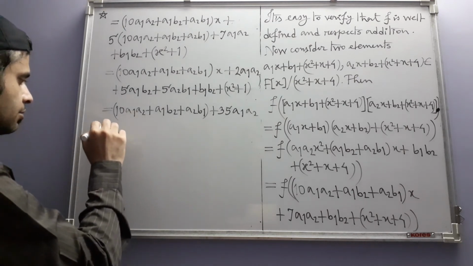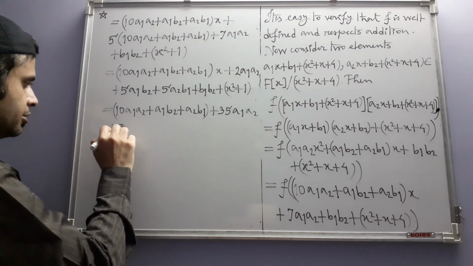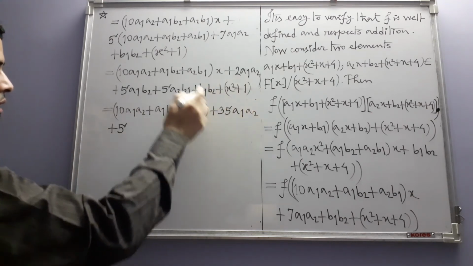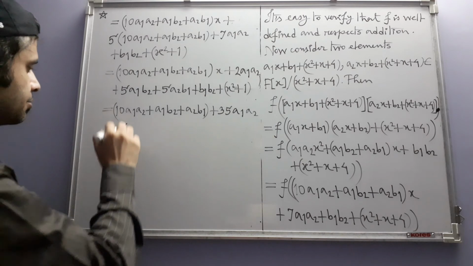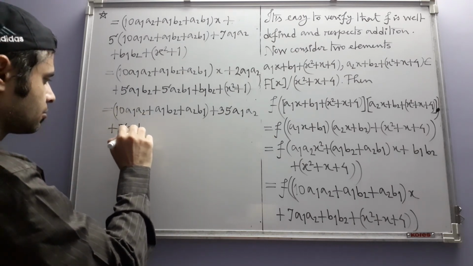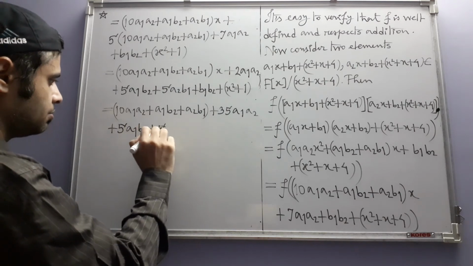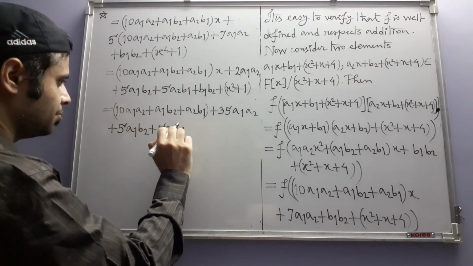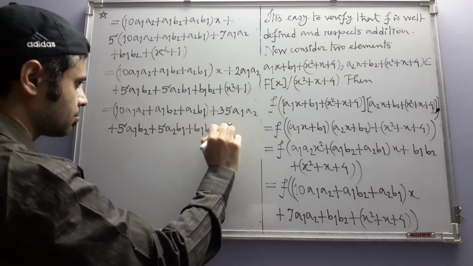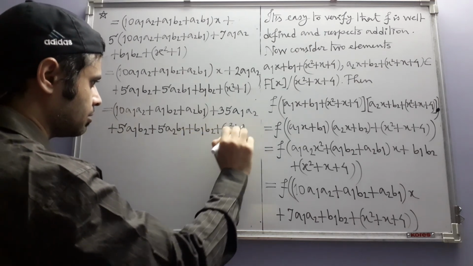So here we are changing only one number. We could have written 35 here also, but that would be too confusing. So we write one more step: 5 a1 b2 plus 5 a2 b1 plus b1 b2 plus x square plus 1.